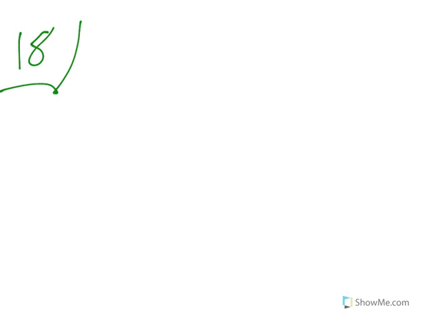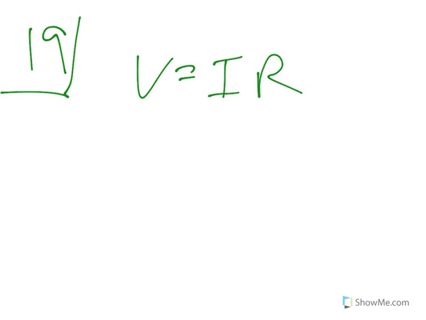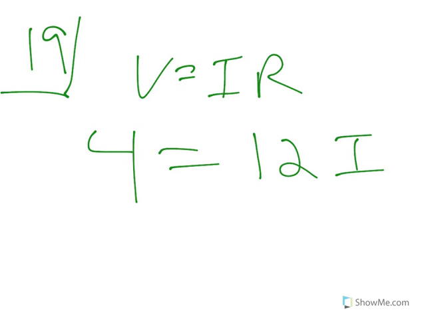All right, number 19. If the potential difference across the 12-ohm resistor is 4 volts, then the current through the resistor is, so we go V is equal to IR. We've got 4 volts, we've got 12 ohms, and we're looking for I, so it should be 1/3 of an amp. A. Number 20. The ratio of the potential difference across a conductor to the current in the conductor is called the... All right, so it's the ratio of potential difference. Potential difference is voltage, remember.